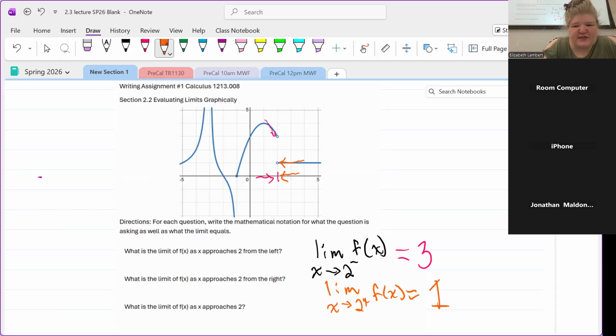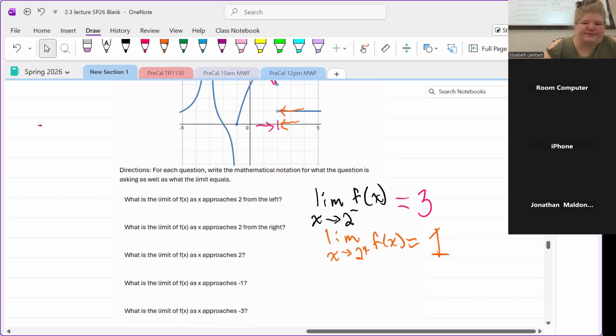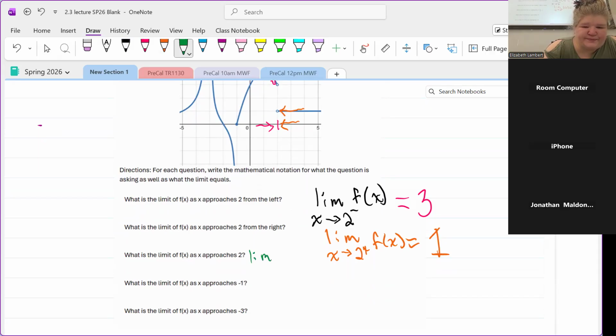So the limit from the left is 3. The limit from the right is 1. So they both exist. But what does that tell us about the third question? What's the limit as x approaches 2? Does not exist. Yep. So anytime we're asked what an overall limit is, we need to follow these same steps. Consider the left, consider the right, consider if they're the same.